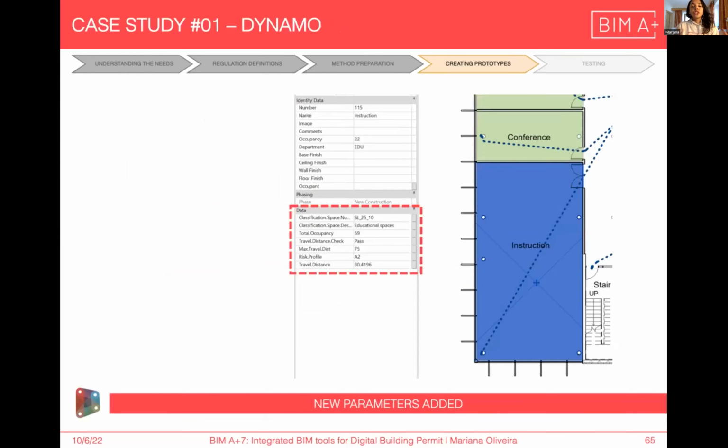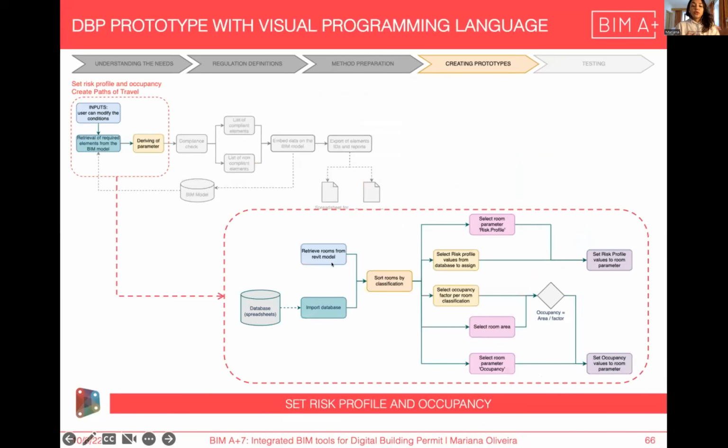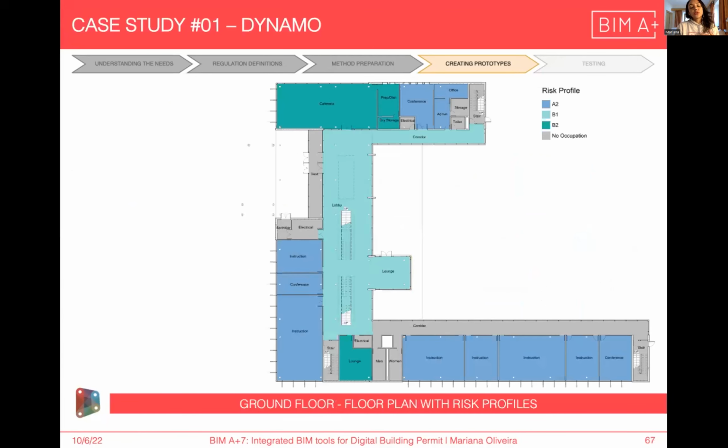First we had to change the model a little bit. We had to create some parameters specifically for this, such as the travel distance check, maximal travel distance and risk profile. We put the information that we got into these parameters. So these are the scripts that we ran, and this is how we did the scripts. And these are the first results, showing how we classify the risk profiles, the result of the scripts that we ran and of the database that we extracted from.